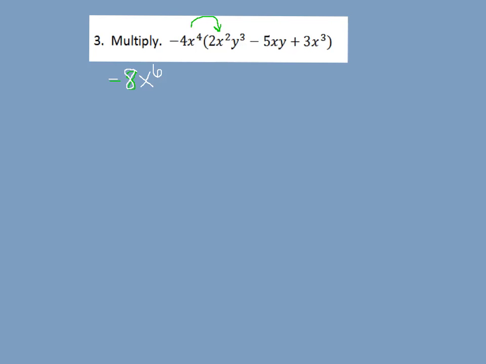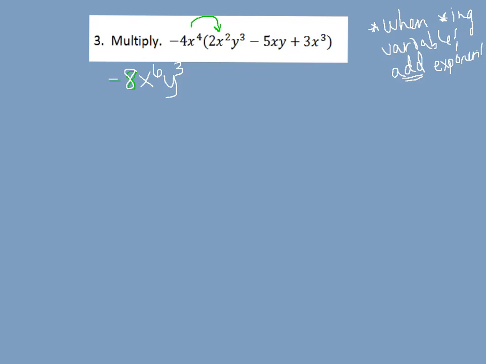Because my rule with multiplying variables is that you add the exponents. So in multiplying variables, make sure you add exponents. So x to the 4th times x squared gets me x to the 6th. Because I don't have a y in the thing that I'm multiplying, this y that I have right here just comes right on down, y cubed.